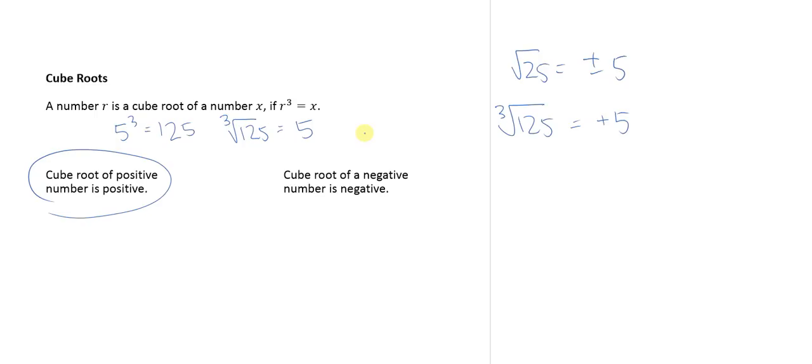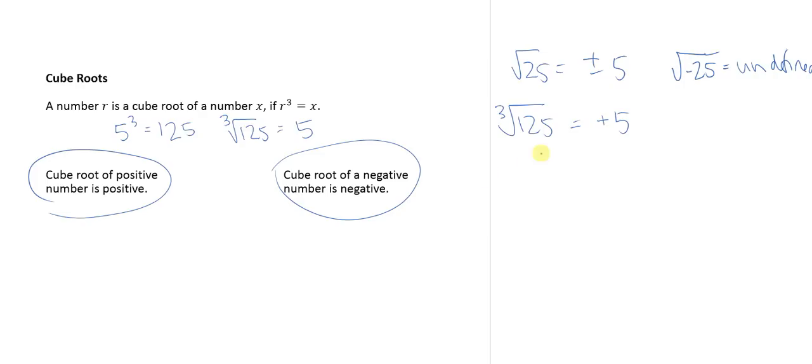It's also important to point out here that you can't have the square root of a negative number. It's going to be undefined. Right? This is saying what number, when multiplied by itself twice, gives you minus 25. It's not possible to multiply two numbers together and get a negative value. So it's going to be undefined. However, that's not the case when we're dealing with the cube roots. We can have cube roots of negative numbers.